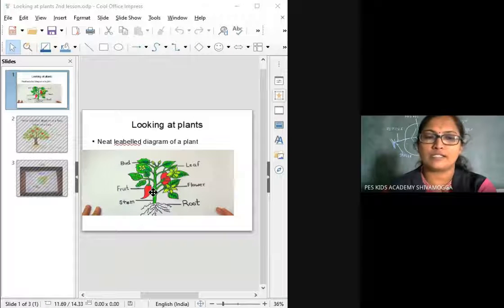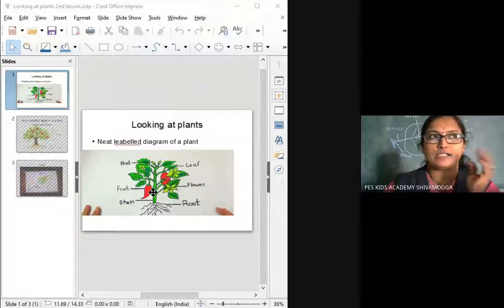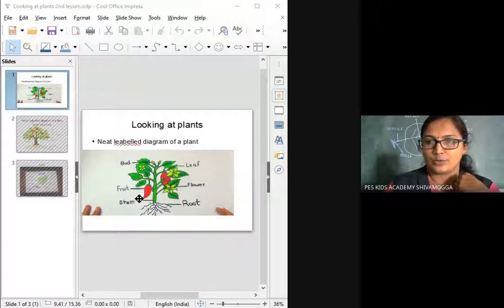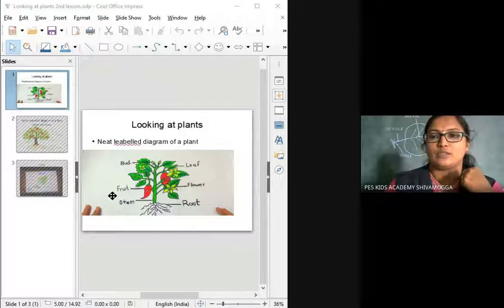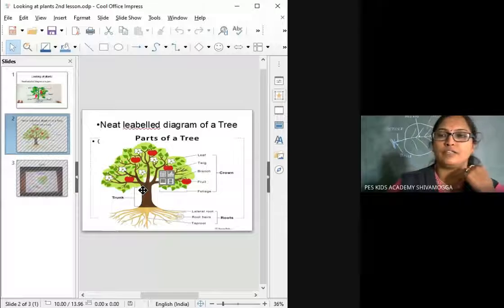Some types of fruits have a single seed, and some fruits have many seeds. This is a chili plant. A chili plant has many seeds. These seeds, once again, will produce a new plant. Okay, so these are the parts of a plant. This is a neat labeled diagram of a plant. Next we will learn about the parts of a tree.